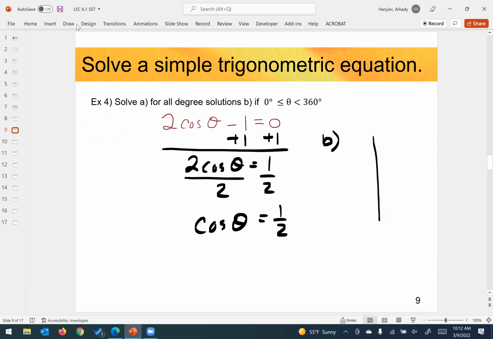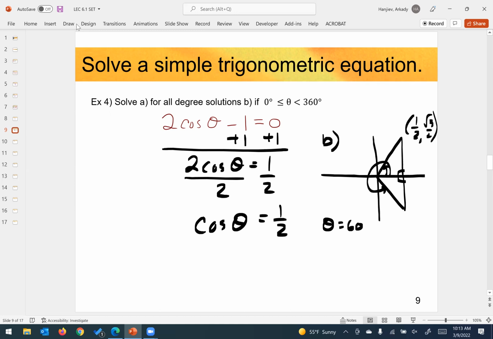So looking at the unit circle, the question is what degree value gives you cosine of 1/2? In quadrants 1 and 4, it's 60 degrees, right here. That gives it to you because that has an x value of 1/2. Everybody good there? This is √3/2. And then down here, so that is 60 degrees. I got one answer: theta is equal to 60 degrees. Another answer is down here.